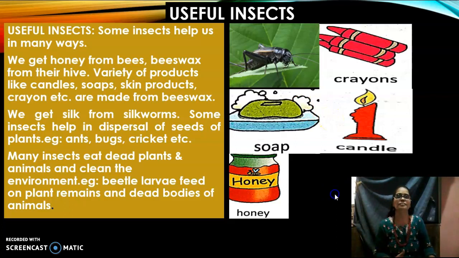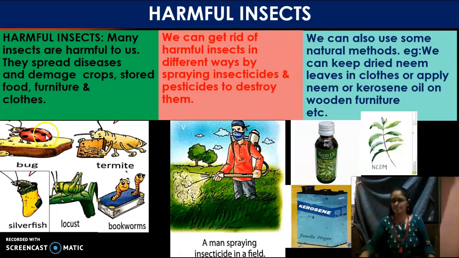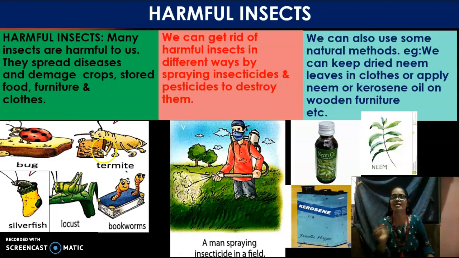Now there are some insects which are harmful for us. How? See, many insects are harmful to us. They spread diseases, like mosquitoes spread malaria, right, and dengue fever, and damage crops, stored food, furniture, and clothes. See, now bed bugs, as I have shown you, especially you can see on a cushion bed, right, then termite, have you seen the termite insect in the furniture, then silverfish, locust, you must have heard now. Nowadays, in all the news channels, it comes, locust. It eats all the plants, right? So, locust and bookworms, right children? So, these are harmful for us.